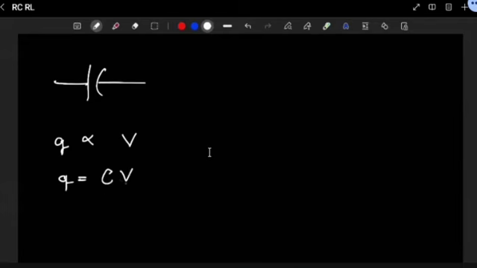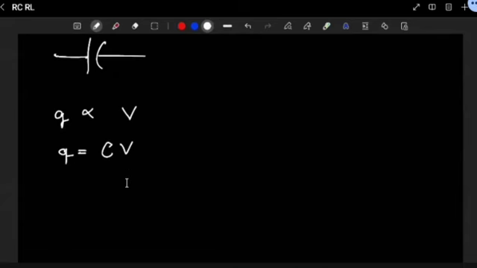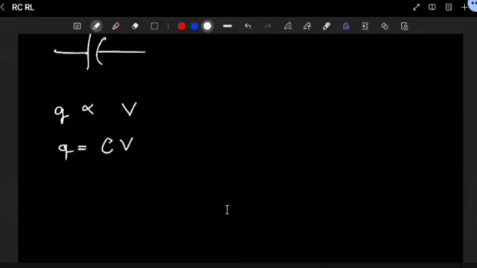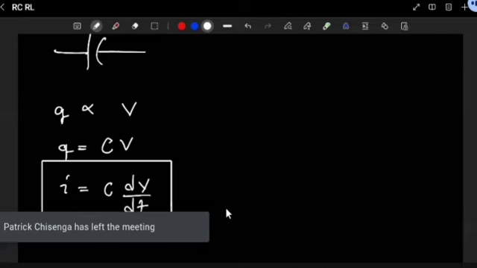When you work with this expression, you can actually end up with a mathematical representation of current, because when you differentiate charge with respect to time, you get current. So here, the current from a capacitor will be equal to the capacitance times dV/dt. In a rare situation, you might be required to use this expression.